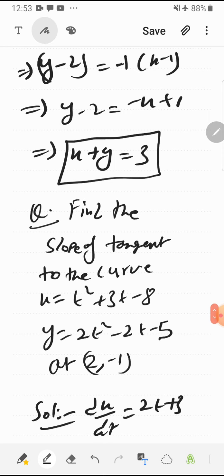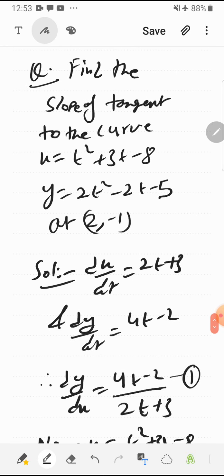Now next is again a very good question: find the slope of tangent to the curve x equals t square plus 3t minus 8 and y equals 2t square minus 2t minus 5 at 2 comma minus 1. Now students, you will think what is different in this question, because it's very simple. We have to find dy by dx at the required point.